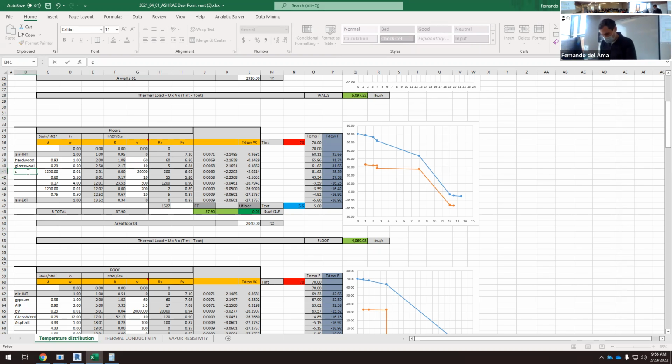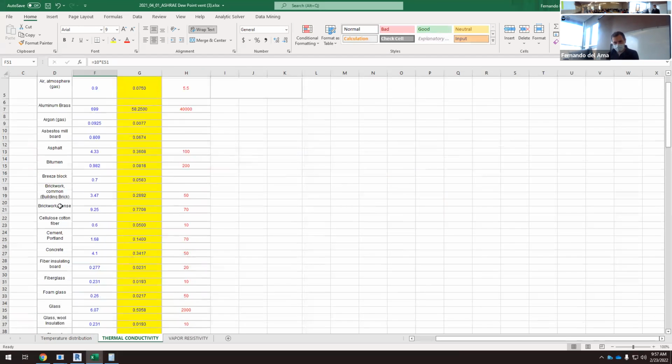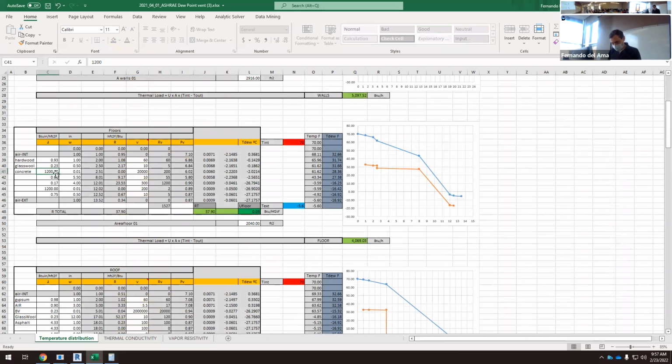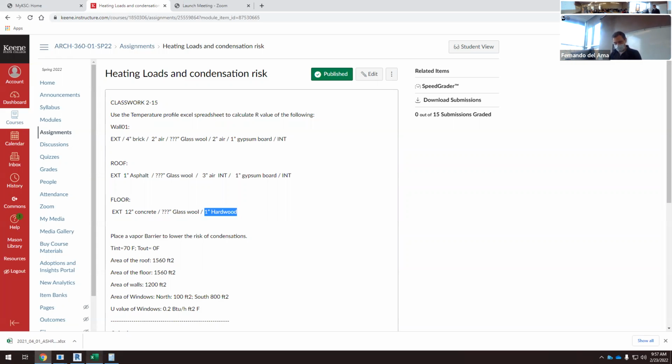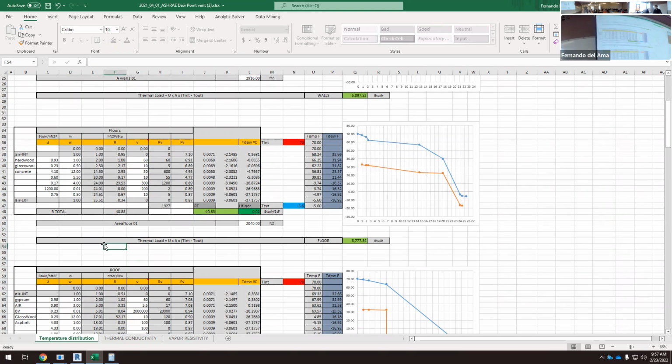And finally, we have concrete. Concrete, the thermal conductivity is 4.1 and 50. 4.1, 50. And what was the thickness of concrete? I don't remember. Concrete 12 inches, 1 foot. Okay.